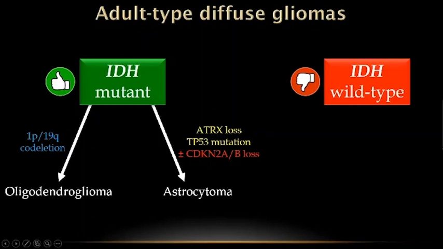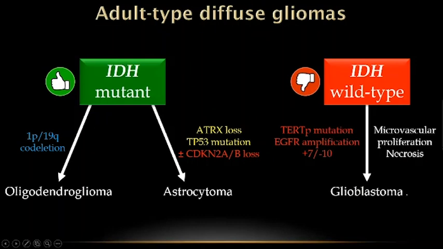And then the IDH wild type tumors are now exclusively glioblastomas. These are the most aggressive biologic tumors. There are no longer any grade 4 tumors with IDH mutation known as glioblastomas. These are now all known as astrocytomas. Depending on the molecular mutation, they may have poor biologic prognosis, but essentially we now have a very granular division between these three groups of tumors.